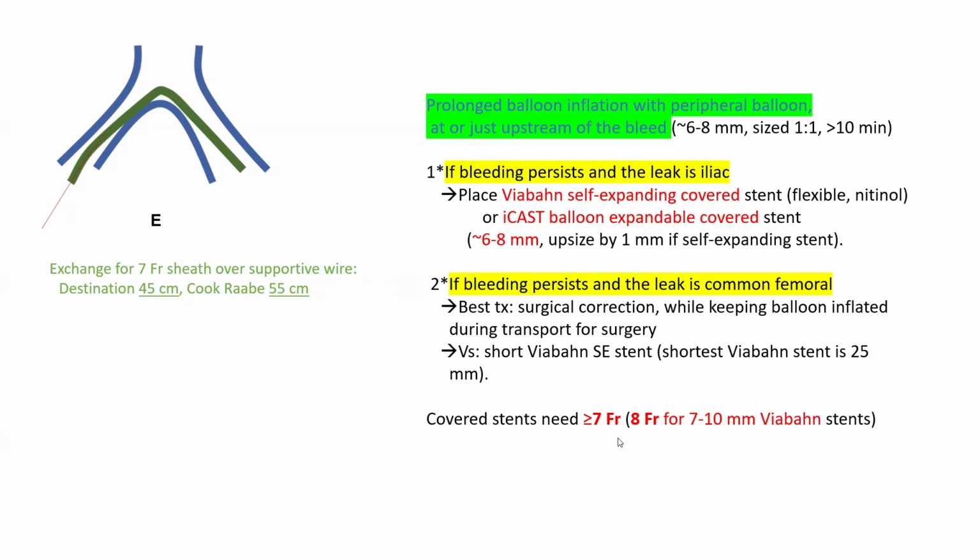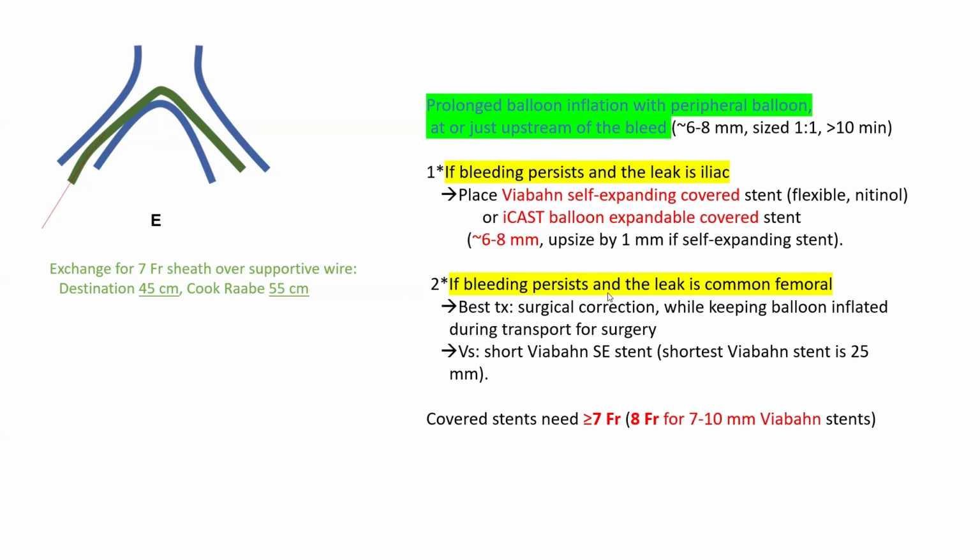The catch here is that those stents require at least 7 French and more so 8 French for 7 to 10 millimeter Viabahn stent. So if you decide to place a cover stent, you will likely upsize your sheath to 8 French, or you could have started with an 8 French sheath up front. So for 7 to 10 millimeter Viabahn, you need an 8 French sheath. And most men will have an external iliac artery that is in this range, 7 to 10 millimeters.